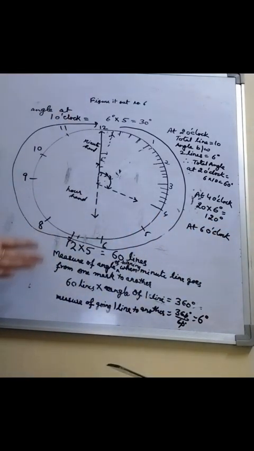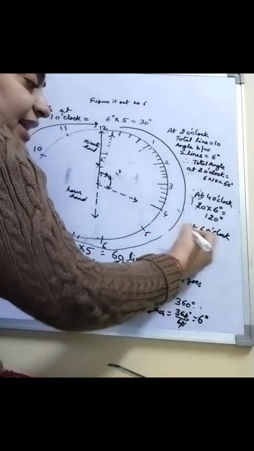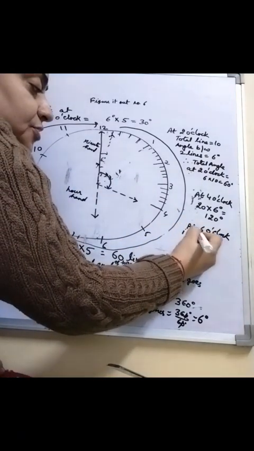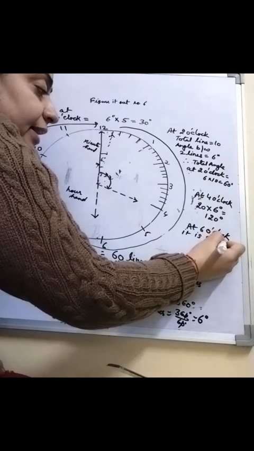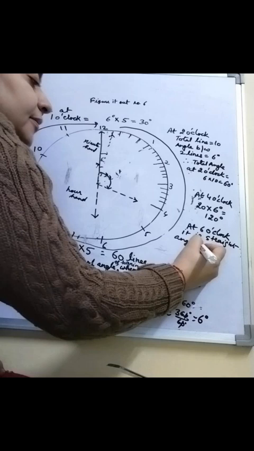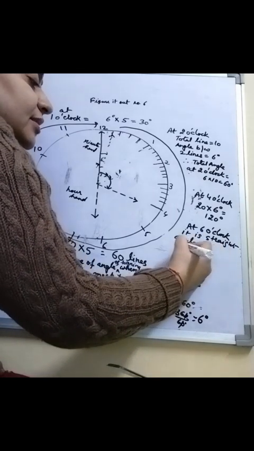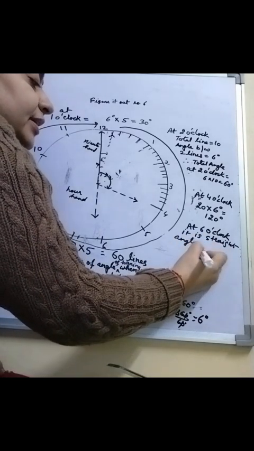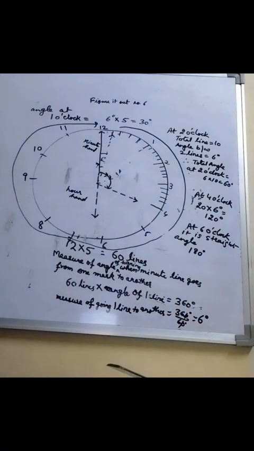So it's your choice. You can directly write that at 6 o'clock it is a straight angle and the measure is 180 degrees. So with this our part B finishes off. Part C is to explore other angles made by the hands of a clock.